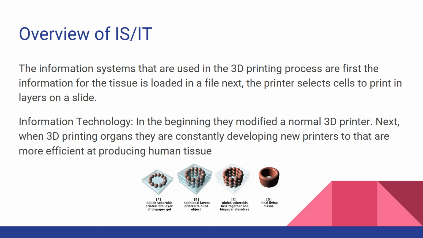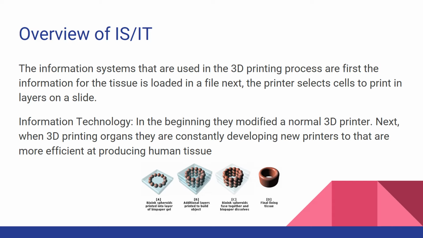So I'm going to go over an overview of the IS and the IT systems involved in 3D bioprinting. The first is the information systems used, and the information systems would be the files that the cells are loaded onto, as well as the scanned organs. And then the information technology used would be the original 3D printers that were the first step, but then they developed 3D printers that work specifically to print organs.